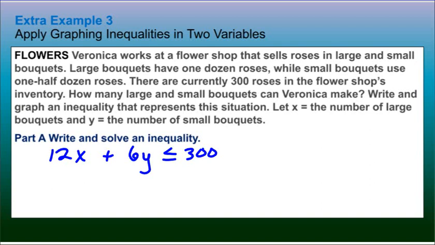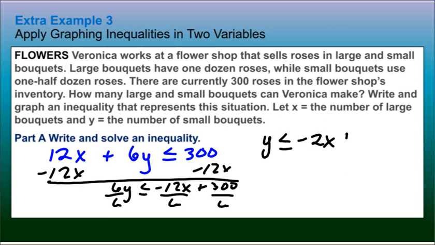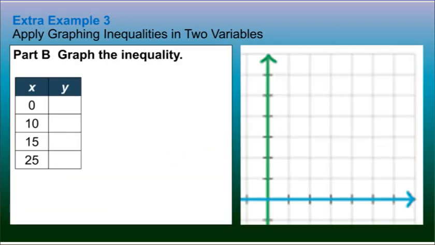And if we want to solve this to make it a little bit easier to do, I'm going to subtract 12x on both sides. And now I have 6y is less than or equal to negative 12x plus 300. Divide by 6. I would have y is less than or equal to negative 2x plus 30. I write that down. Y is less than or equal to negative 2x plus 30.